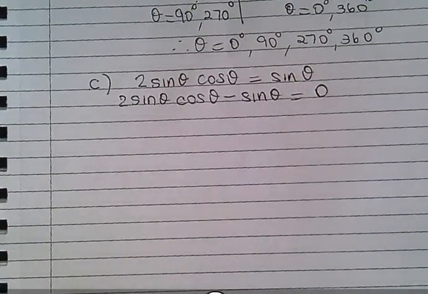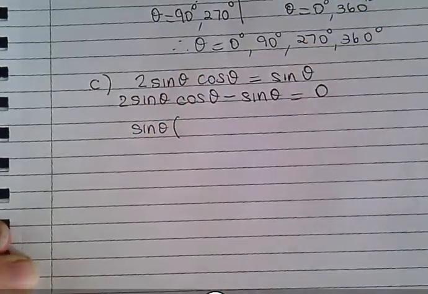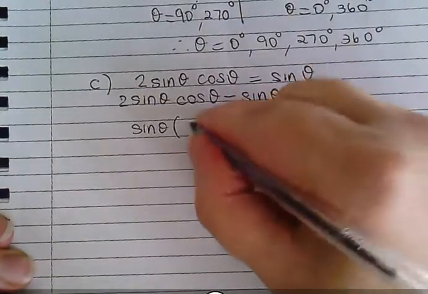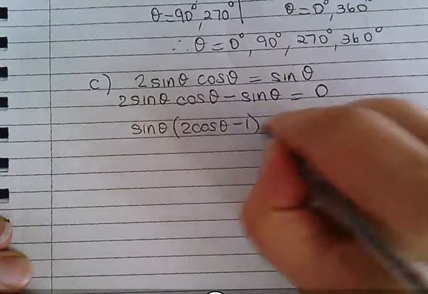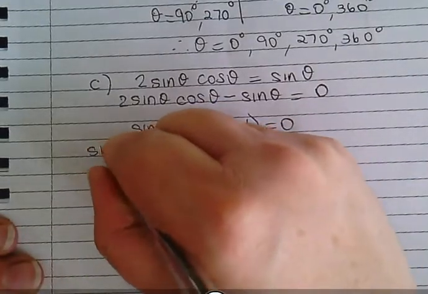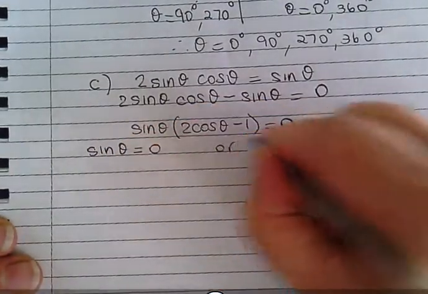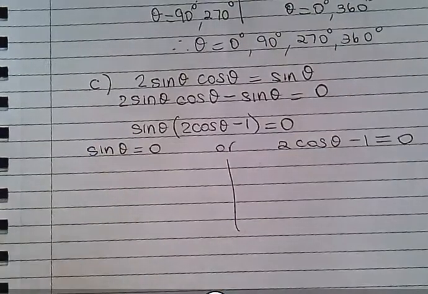Now you can factorize. What do I get? Sine theta bracket 2 cos theta minus 1 equals 0. So I have to take two pathways now. Therefore I've got sine theta equals 0 or 2 cos theta minus 1 equals 0, and I need to solve both.